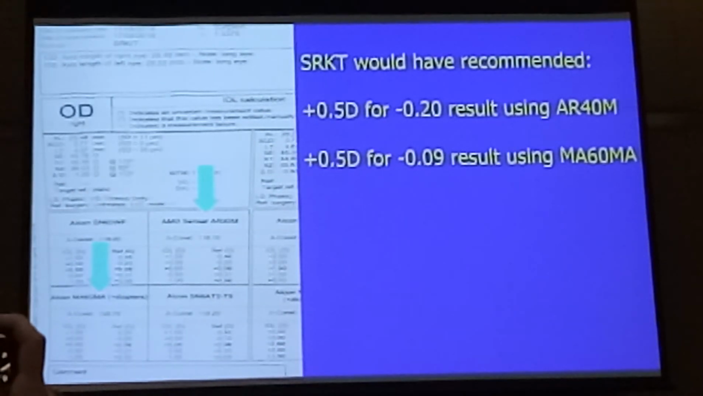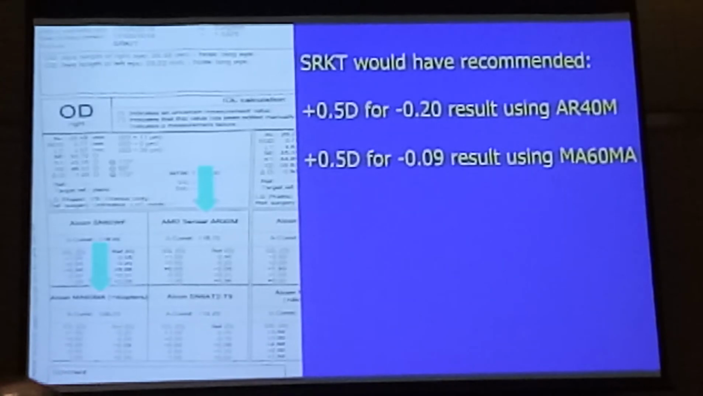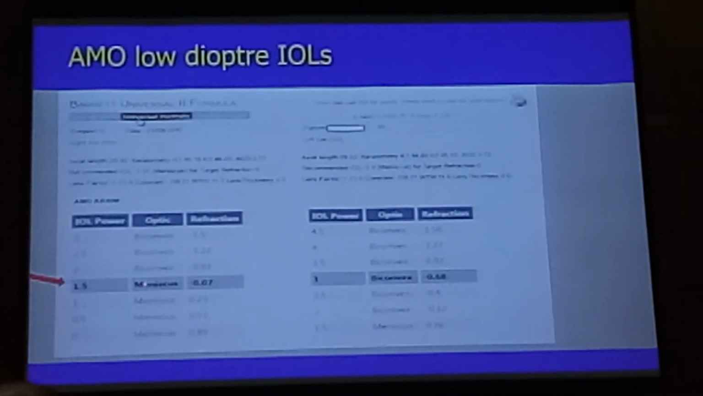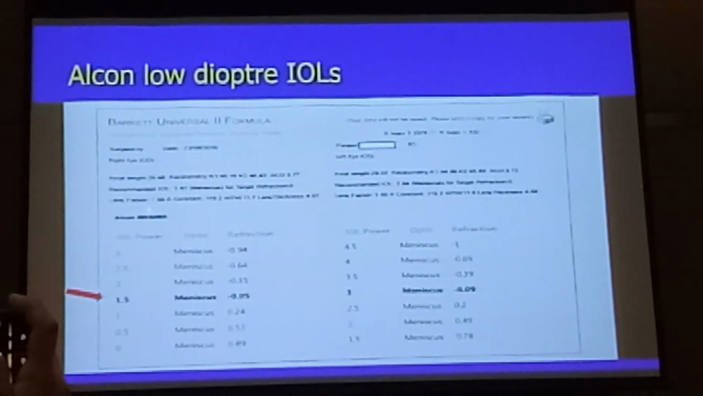Let's look at this example. This is a patient who's very myopic, 29 millimeters long eye, and if you use the SRKT, as was done in this particular case, it would recommend an Alcon lens plus 0.5 for a -2 outcome, and the same for an AR40. But what happens if we do this with the Barrett Universal 2? You can see that the Universal 2 recommended a 1.5, a 1 diopter difference for the AR40, and for the Alcon 60 is also a 1.5, so it's a 1 diopter difference. SRKT 0.5, Barrett Universal 2 1.5 diopters.